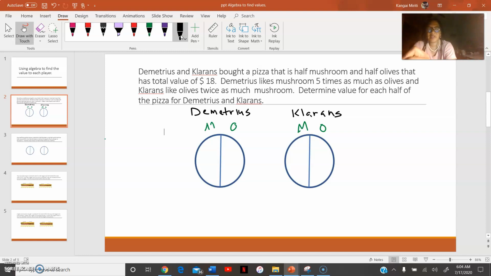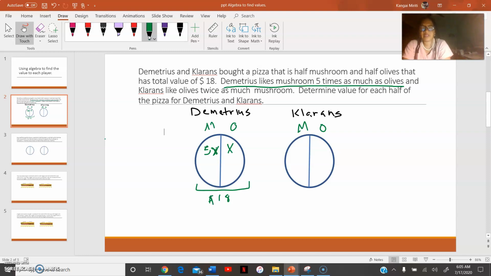And now let's go back to the problem to see what we can find out about each player and how they value. So it tells us here that Demetrius likes mushroom 5 times as much as olives. So the way we're going to use algebra to determine the values is we're going to make olives x, and we're going to call the mushroom side 5x, because that would mean 5 times as much as the olive side. And we know that the whole value of this pizza is $18.